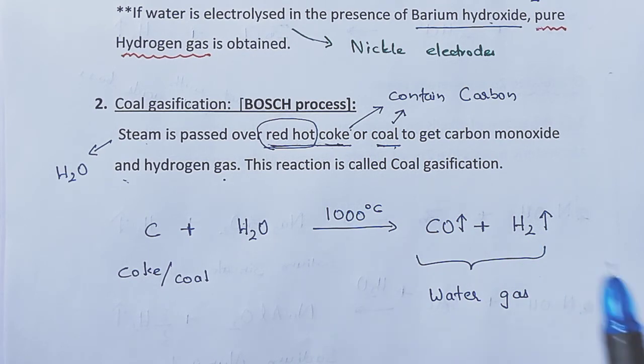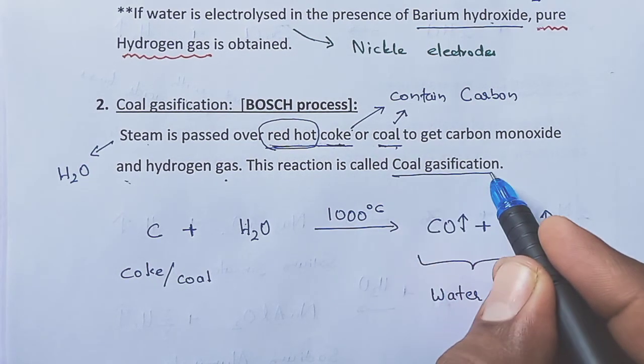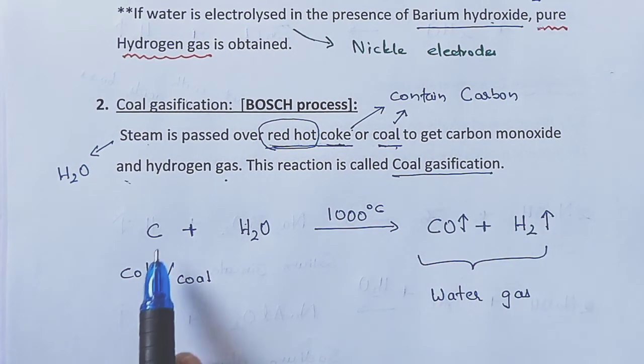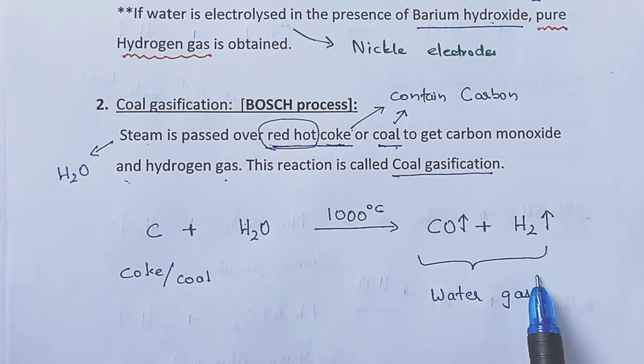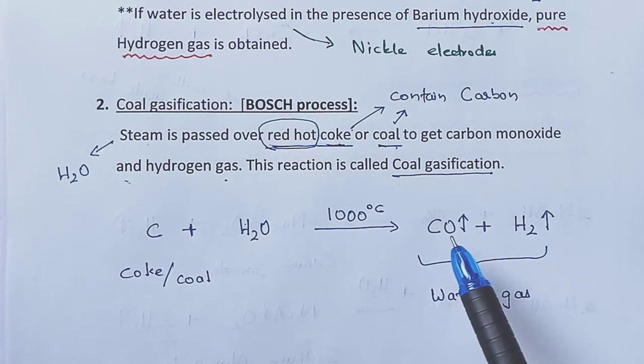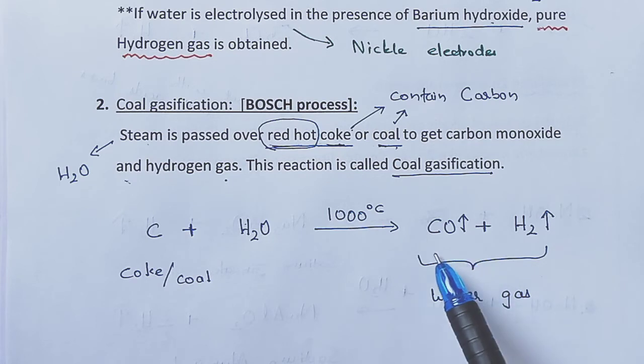This is called coal gasification. Why? Because we have converted the coal into gas. That is why it is called coal gasification. Actually we are trying to get hydrogen gas, but here we got a mixture of carbon monoxide and hydrogen. Anyway, hydrogen gas is obtained. This is called coal gasification.